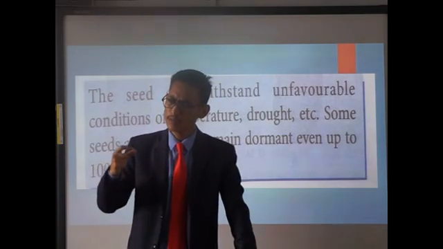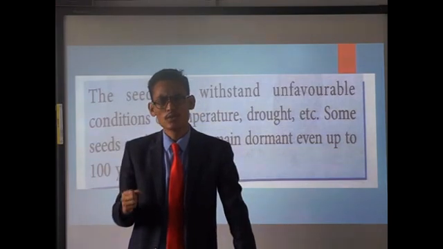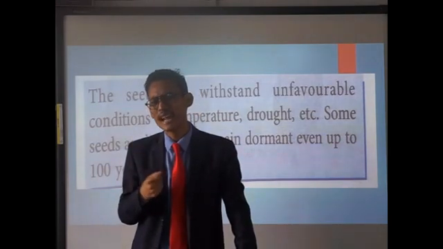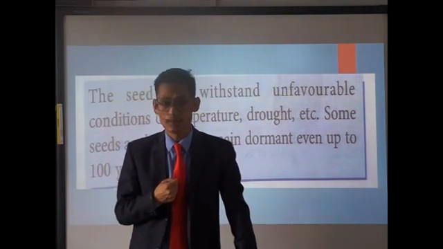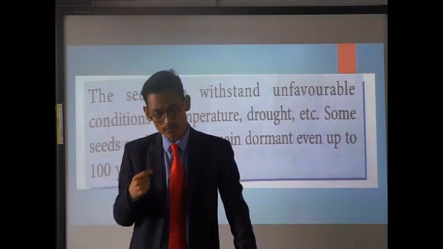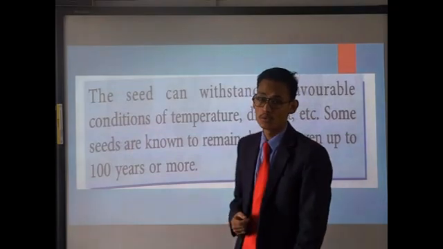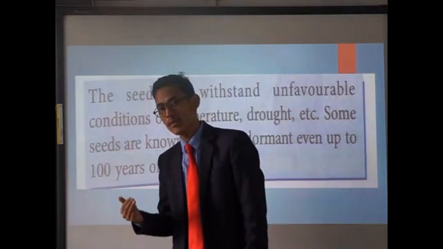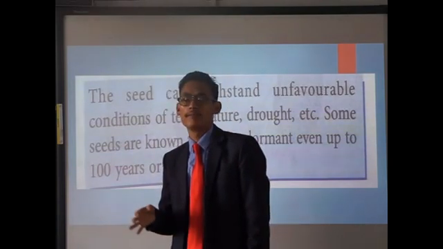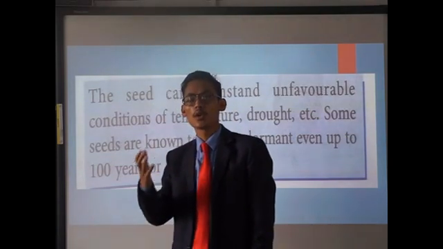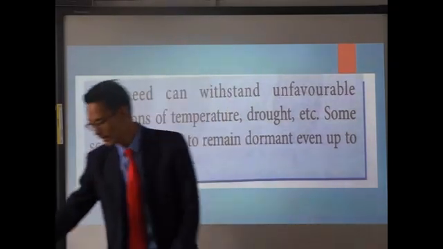So if these particular conditions are not favorable for seed germination, then those seeds will undergo an inactive stage, which is called the dormant stage or dormancy, where they will not germinate. That's why many seeds can have a dormancy period of up to 100 years or more. But if the conditions become favorable, if the temperatures become favorable for germination, then the seeds will overcome dormancy and they will germinate. Clear? Now next one.